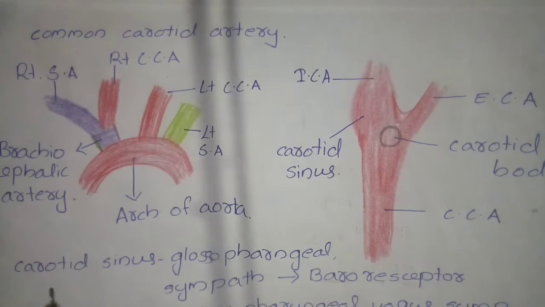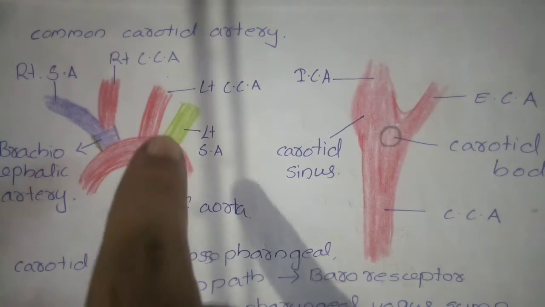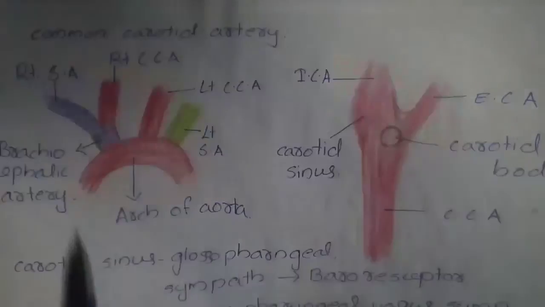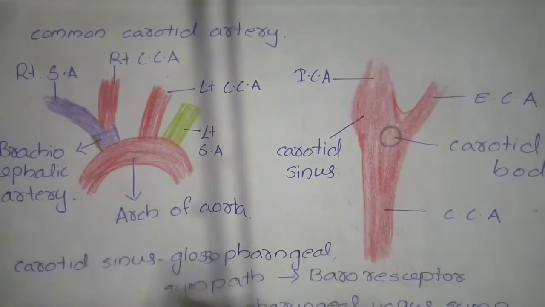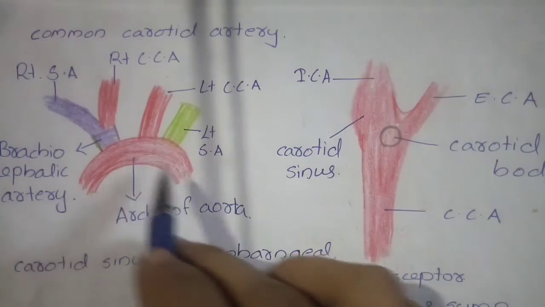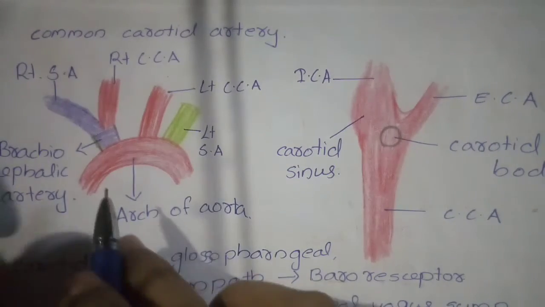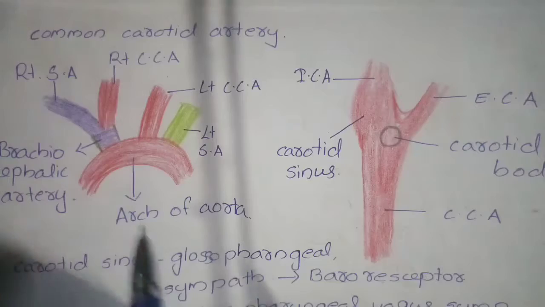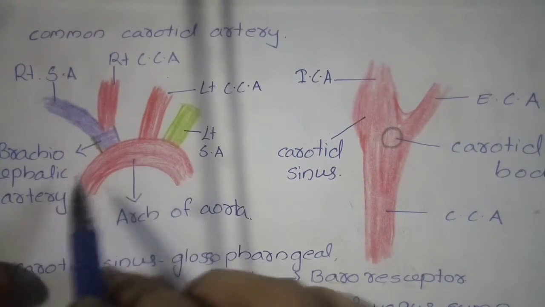So before going to the topic, for every artery there has to be an origin. For the carotid artery, there are two, right and left common carotid arteries. The right common carotid artery arises from the brachiocephalic artery. Before that, let me explain. This is the arch of aorta. You are all familiar with the arch of aorta, so let's not discuss it and just move into the topic.